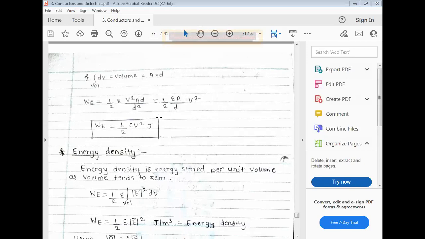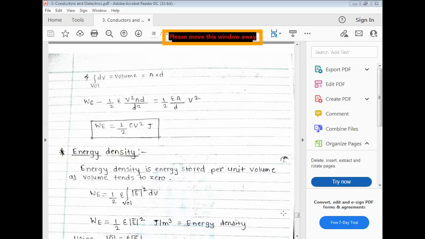So it is equal to capacitance C. We have seen the equation for parallel plate capacitor: C is equal to epsilon 0 epsilon R into A divided by D. So it is nothing but epsilon divided by D. So WE is equal to 1 upon 2 into this term as C into V square, and this energy is measured in joules. Remember this equation is asked in examination. So WE is equal to 1 upon 2 CV square in joules.